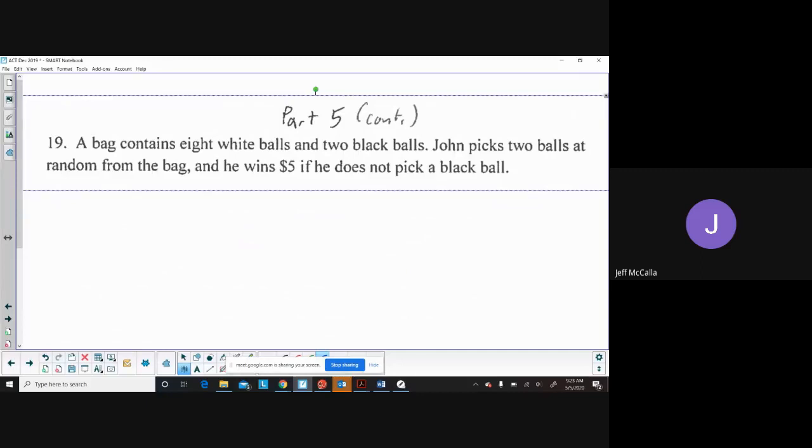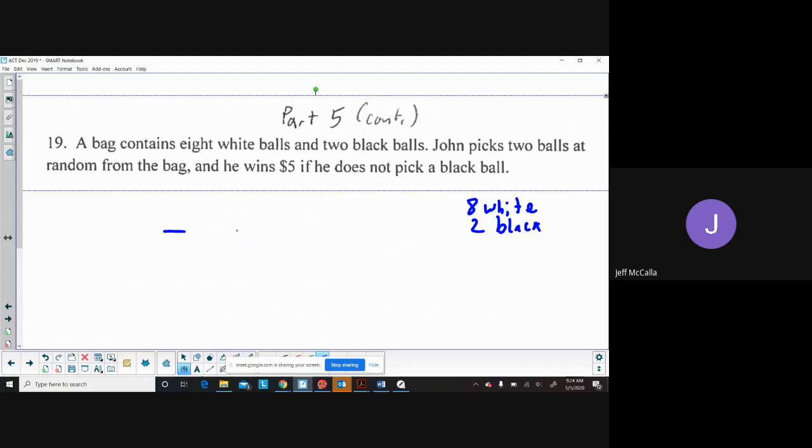Okay, a bag contains 8 white balls and 2 black ones. John picks 2 balls at random from the bag, and he wins $5 if he does not pick a black ball. So this is an expected value question, I believe, right? We're trying to find, I think the instructions probably say something like, find the expected value.